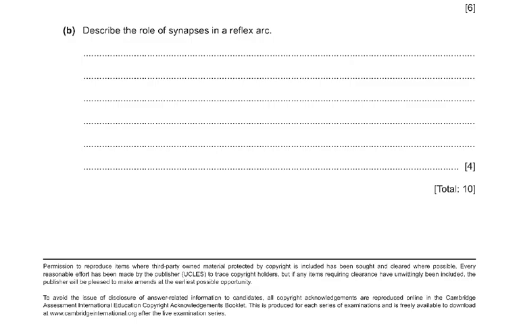Then coming to the last part of the question, B part: describe the role of synapses in a reflex arc. What is the role of synapses in a reflex arc? Transmission of impulse between neurons, in one direction. A neurotransmitter is released into the synaptic gap, then it diffuses across the gap, and then it binds with the receptor protein.